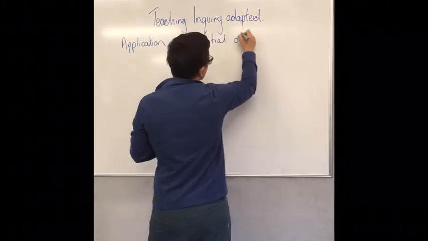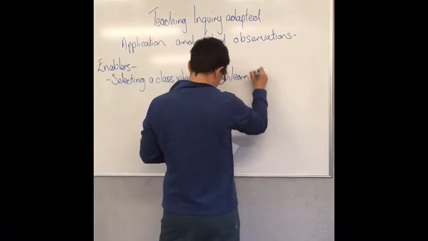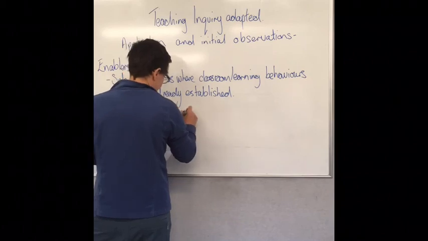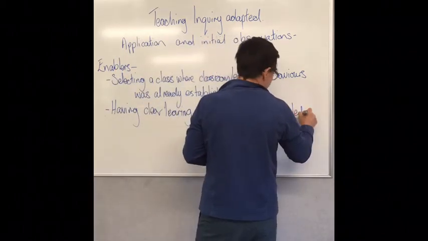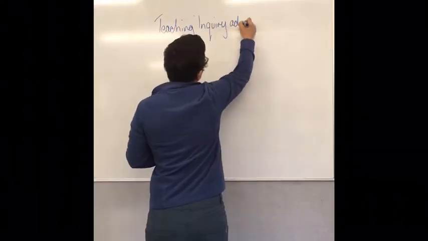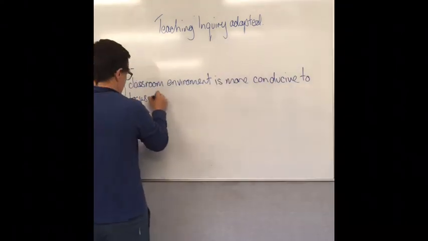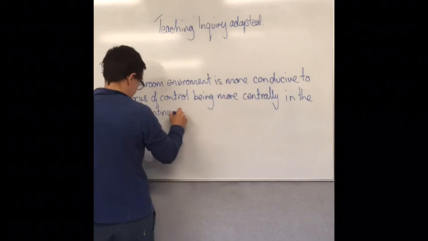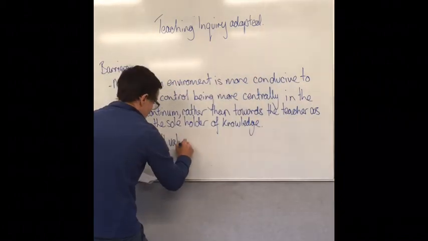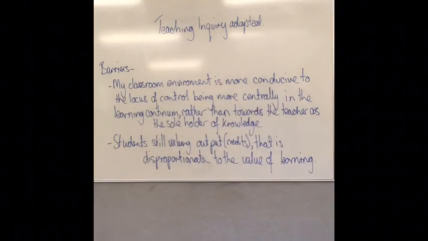In the second time round on the teaching and learning phase, I selected a class where classroom learning behaviour was already established, and I spent a lot of time working on my learning intentions. Because my subject knowledge wasn't great, being first year teaching health, I really concentrated on that because I had quite low self-efficacy on those. There were a few barriers as well. My classroom environment wasn't really conducive to the locus of control being centrally located; they're used to having it more towards the teacher being the knowledge holder.